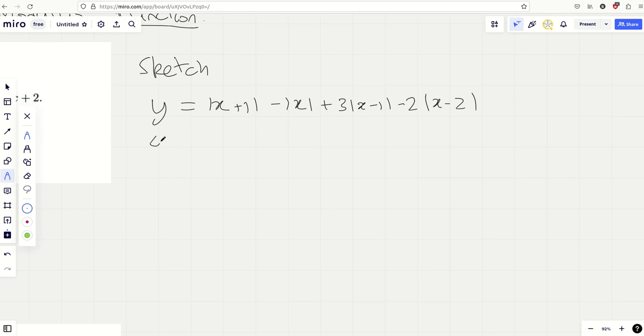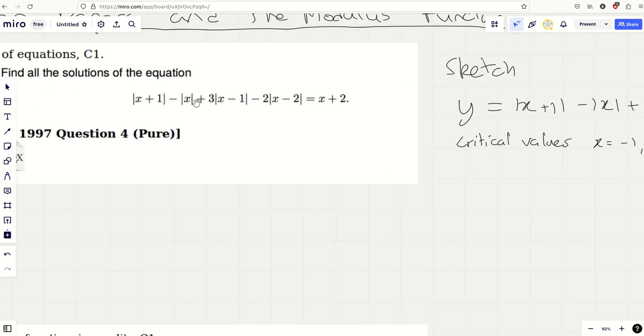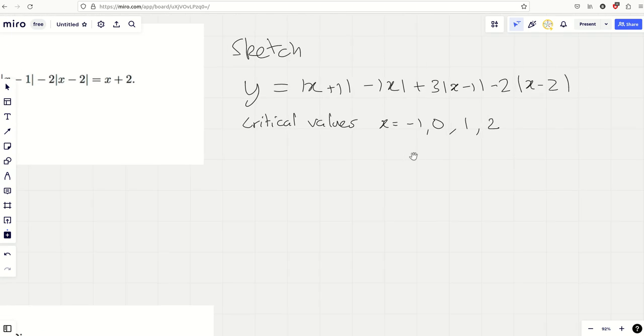And firstly, I'm going to note the critical values. Now, what are the critical values? The critical values are where any one of these moduli go from positive to negative. In other words, they're where it equals 0, because when you go from positive to negative, you have to cross over 0. So where is this one 0? At x equals minus 1. Where's this one 0? Well, when x is 0. Where's this one 0? Well, when x is 1. Where's this one 0? When x is 2. That's from the original question. Minus 1, 0, 1, 2. I'm sure they did that on purpose.